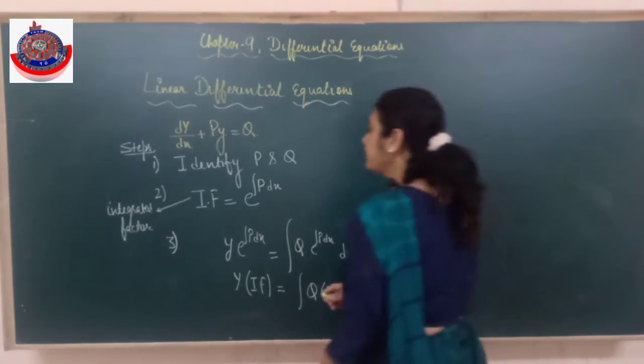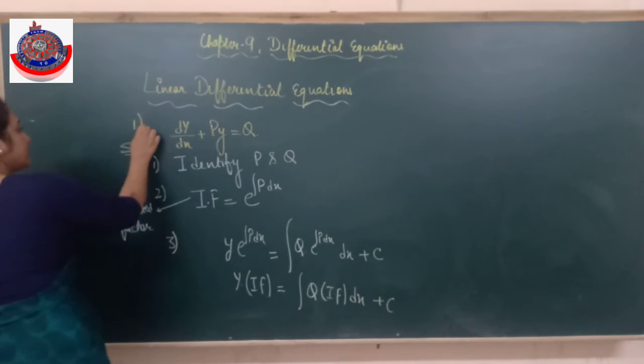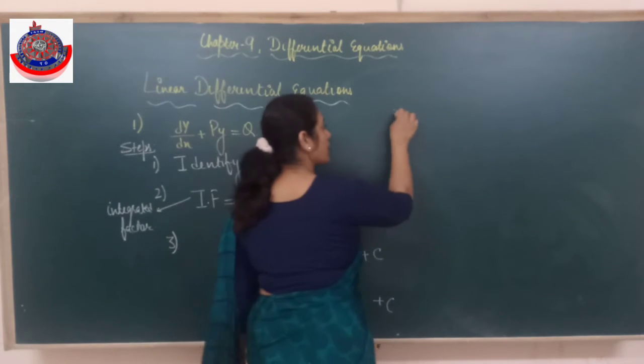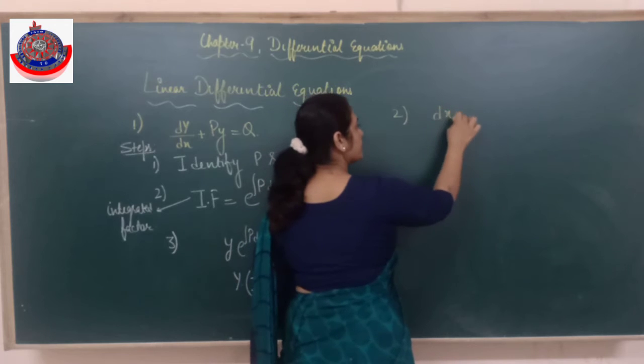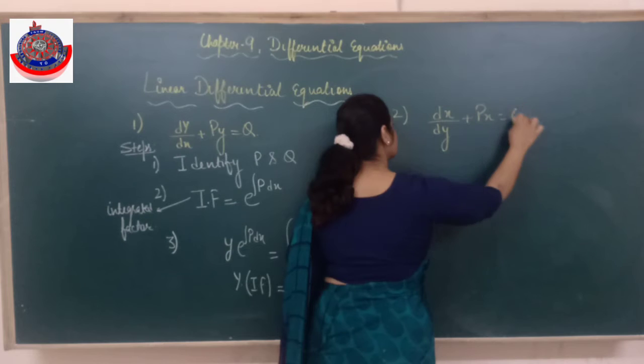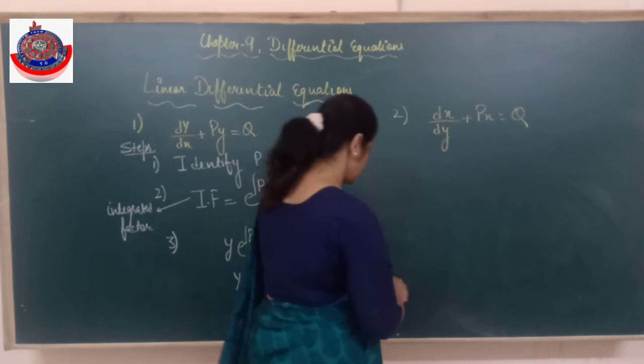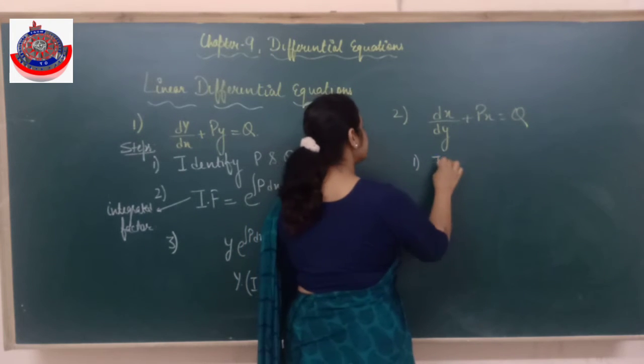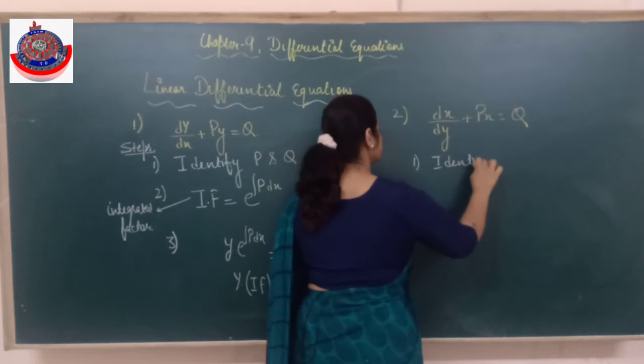Alright. Similarly, if I have to solve the other one, let the differential equation be in the form of dx upon dy. Same steps to be followed. Number 1, identify p and q.